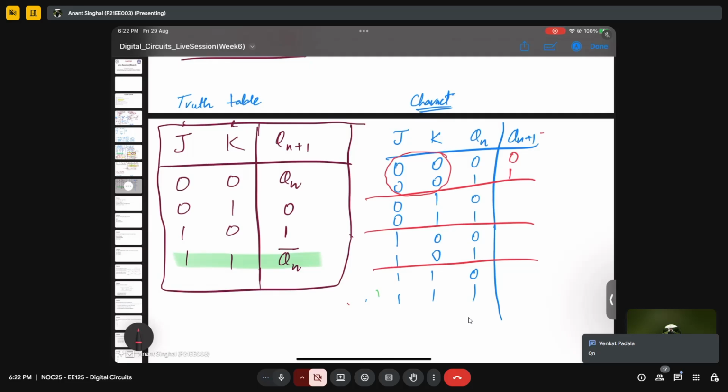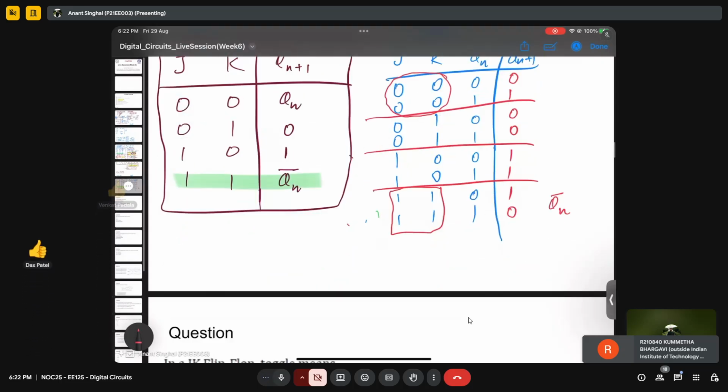Yeah. So for 0, 1, the output is always 0. For 1, 0, the output is always 1. But now here we need to be careful that for 1, 1, Qn plus 1 is nothing but Qn complement. So it will be 1 here and 0 here. Is it clear to everyone? Please let me know quickly if it is clear so that we can also quickly make the excitation table. Okay, fine.